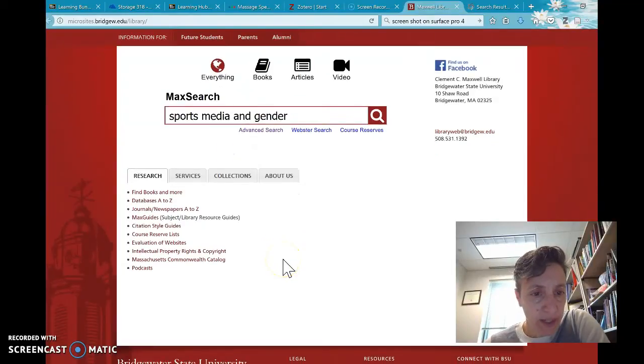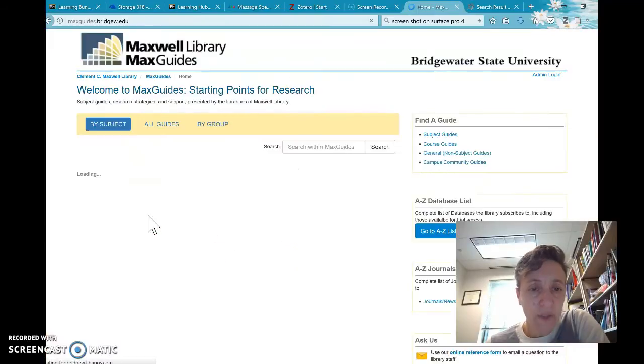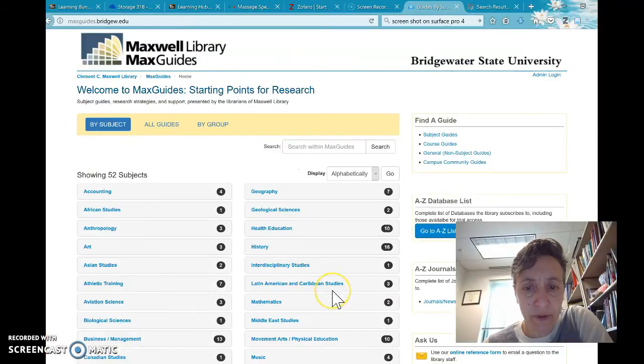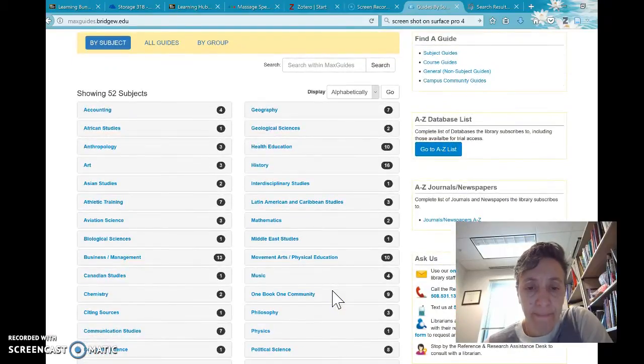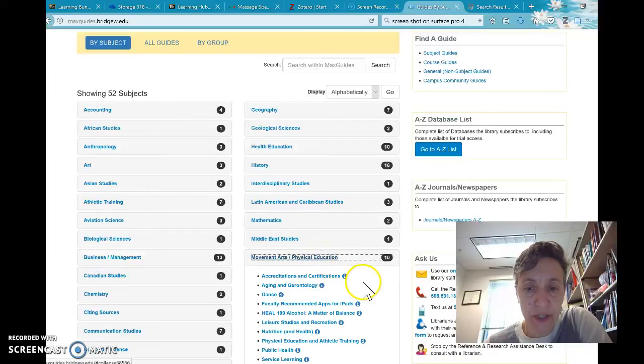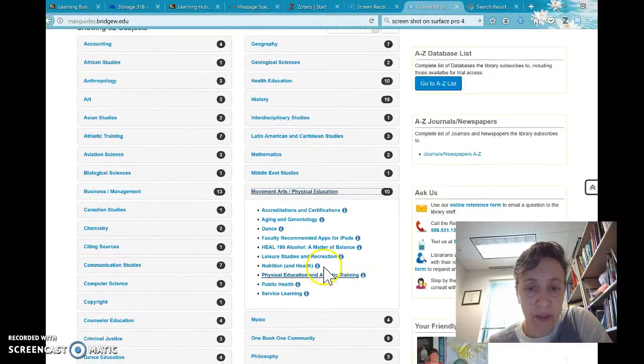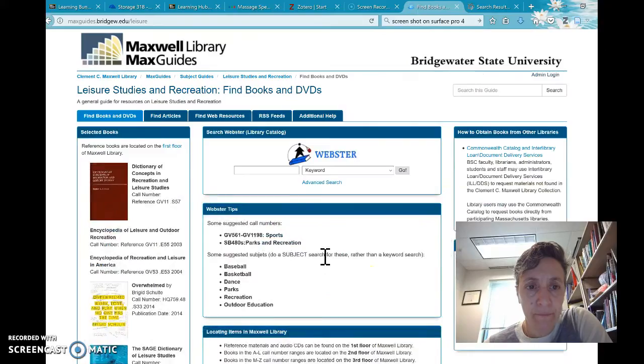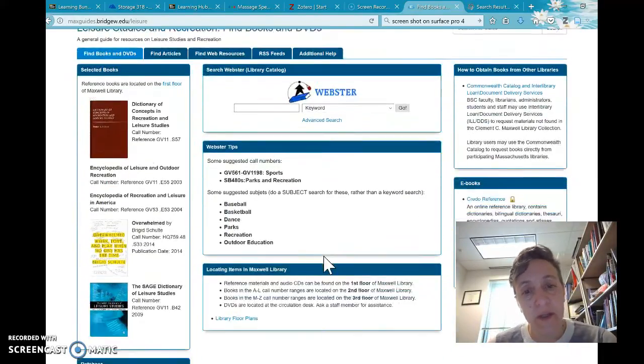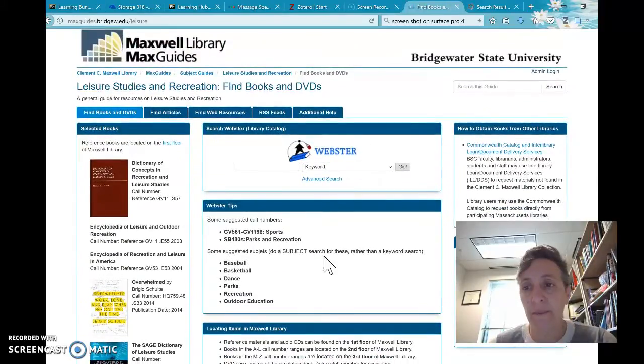Another way, and this is the way that I suggest you operate, is go to the Max Guides. These are places librarians have created materials for us. Movement arts, physical education. Any of these really would work. Okay, so here you have something that looks a little more easy to access than the Max Guide, than the big guide at the beginning that searches everything.